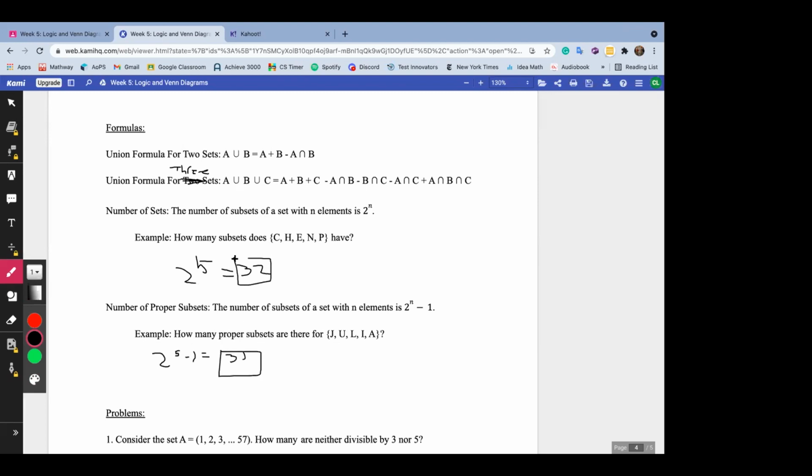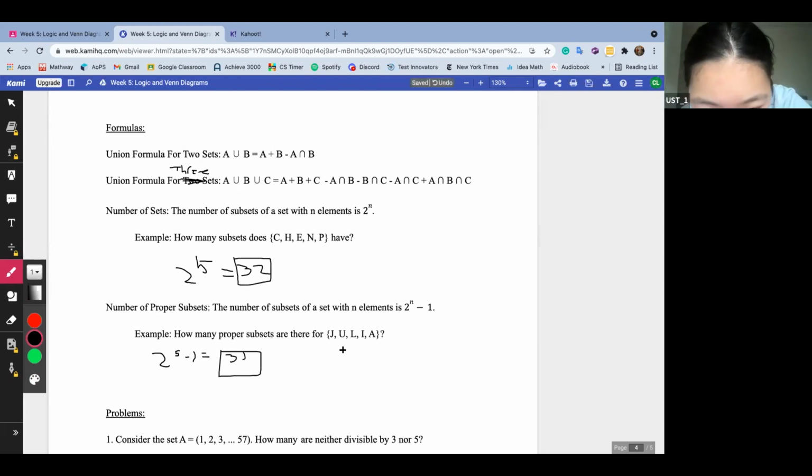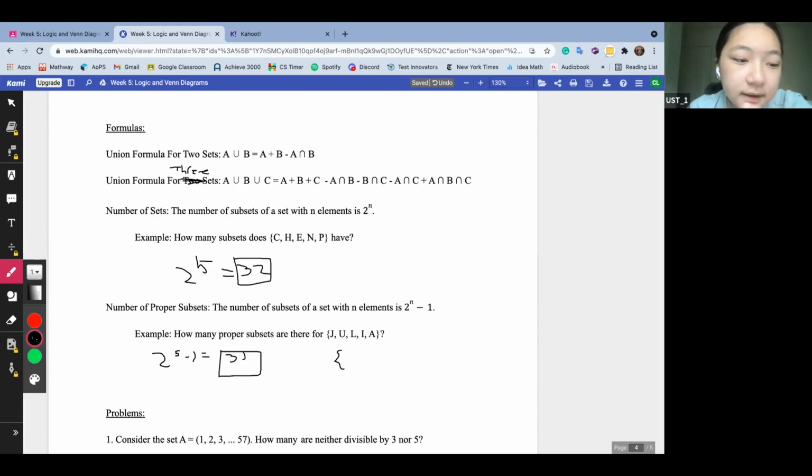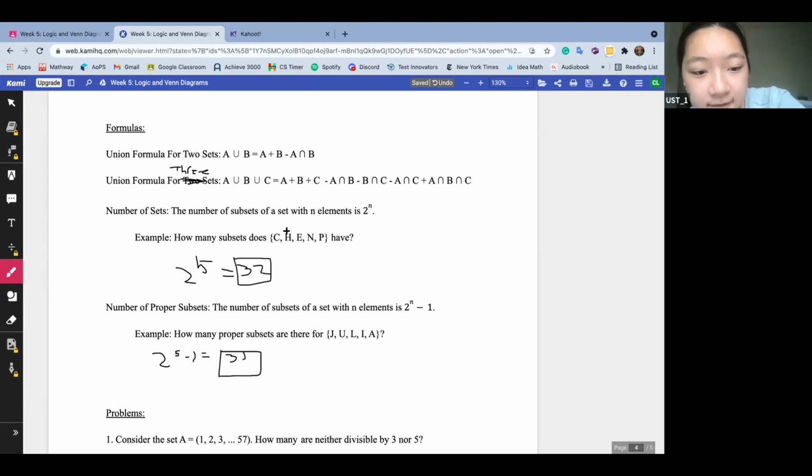Wait, can you give another example? Because I'm kind of confused about this part. The proper subsets? Yeah. And the number of subsets. So basically, you just find the number of elements in the set. So here, C, H, E, and P has 5 elements. So the number of subsets would be 2 to the power of 5. And then for the proper subsets, it would be 2 to the power of n minus 1, where n is the number of elements. So here there's 5 elements, so it'd be 2 to the power of 5 minus 1.